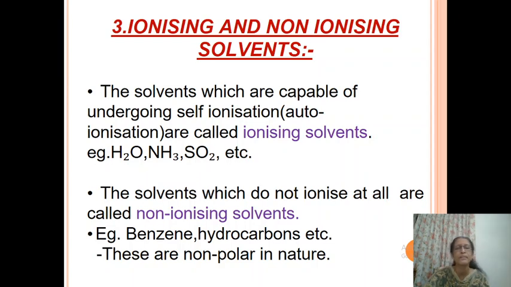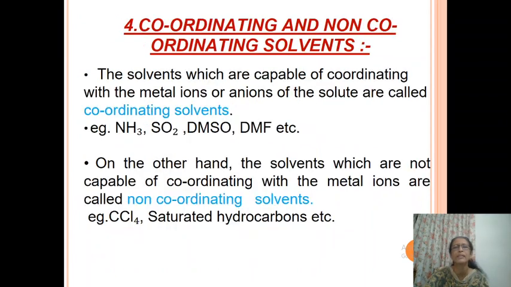The second type is the solvent which does not undergo ionization. They are called non-ionizing solvents. Example: benzene, hydrocarbons, etc. Basically, they are non-polar substances.